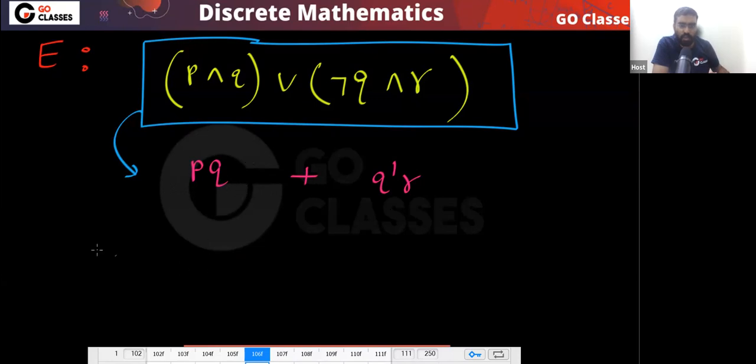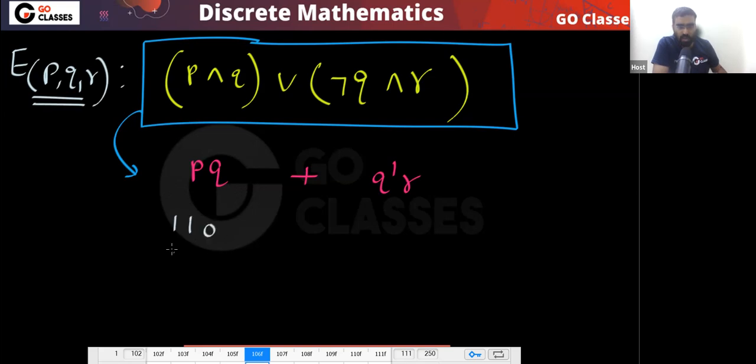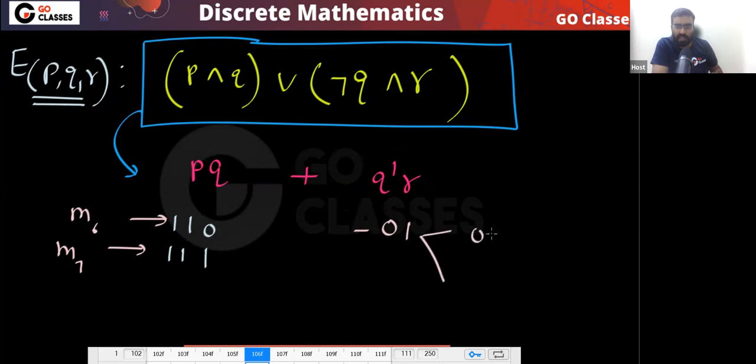So remember how to find out all the true min terms, like all the min terms where the function is true. That is very simple. Let me call it E, and the variables are PQR. Here you can easily see P is one, Q is one. Now this R either can be zero or one. So here I can say that this is min term six. This is min term seven. Similarly, it will be like 001 in PQR, or it will be 101. 001 means that is min term 1. 101 means that is min term 5.